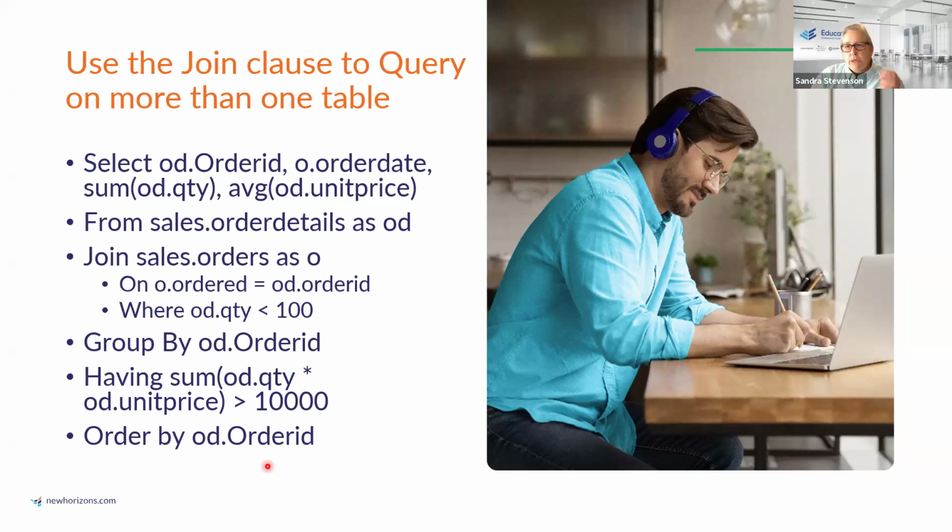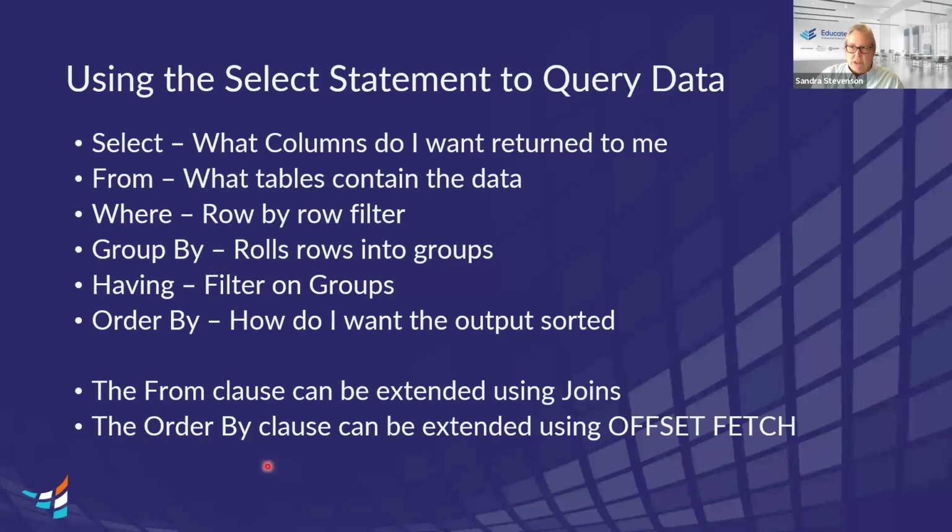So again, we use the select statement to query data, but there's one other thing I want to point out. Of course, the order by and the from both have extensions like join. Order by can have offset fetch. They have extensions to them. But what I want to point out that a lot of people really don't know is how this is actually executed.